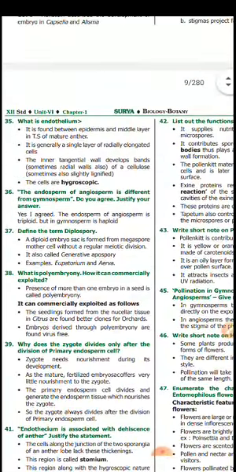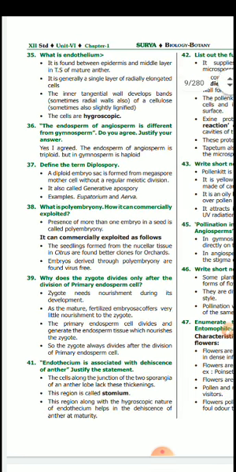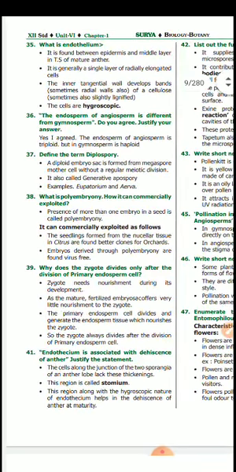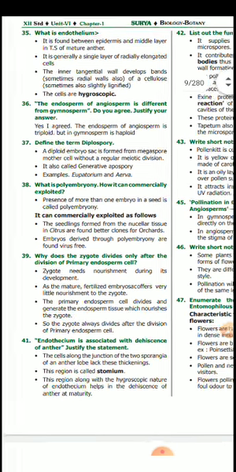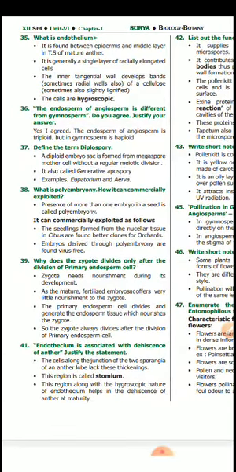So we go for the two-mark questions. Define the term diplospory. A diploid embryo sac is formed from the megaspore mother cell without regular meiotic division. It is also called generative apospory. Examples are Eupatorium and Ageratum. Next question: why does the zygote divide only after the division of the primary endosperm cell? The zygote needs nourishment during development. The mature fertilized embryo sac provides very little nourishment to the zygote. So the primary endosperm cell divides and generates the endosperm tissue which nourishes the zygote. So the zygote always divides after the division of the primary endosperm cell.